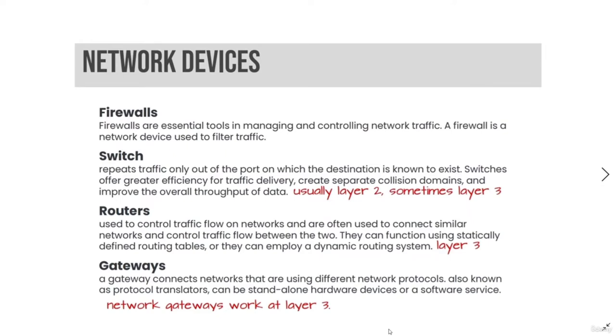Routers are used to control traffic flow on networks and are often used to connect similar networks and control traffic flow between the two. They can function using statically defined routing tables, or they can employ a dynamic routing system. They occur on layer 3.